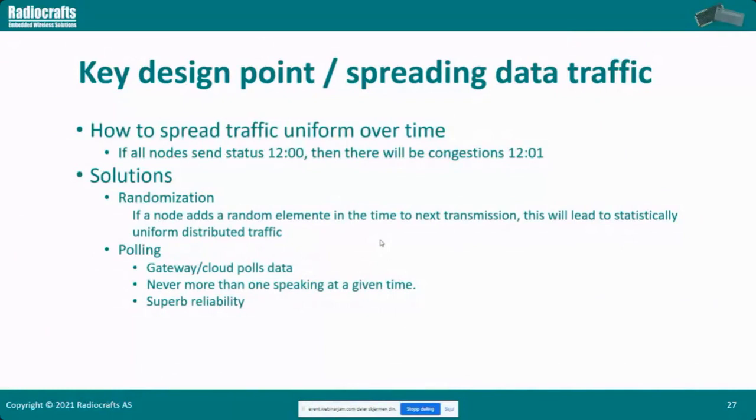The other way is to do polling. That means that instead of sending regular data, you could have your border router send a read message to each device to poll some data. This will make sure that there's only one message in the network at the same time, so that will give superb reliability. However, you will then not use the full capacity of the network, so you will slow down a bit to make sure that you have full control.